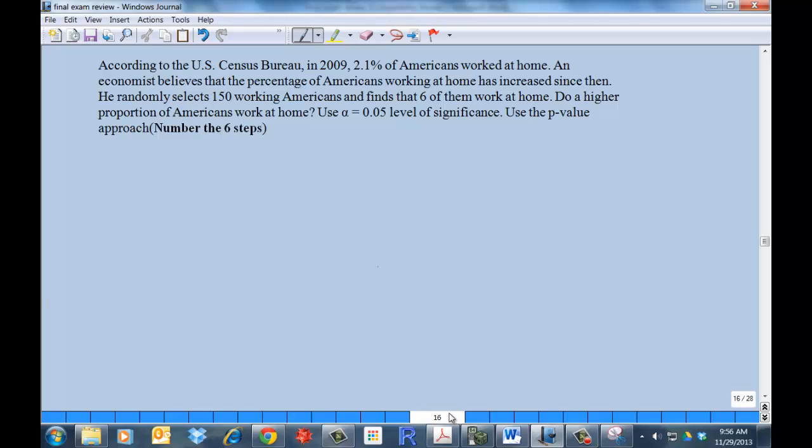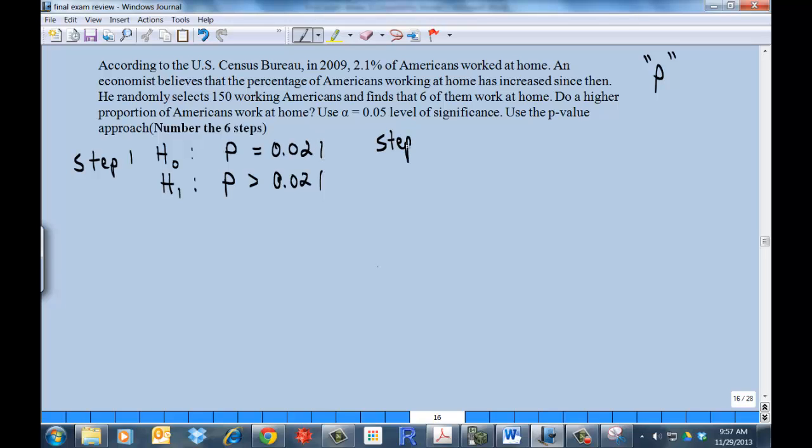Okay, so we're definitely doing hypothesis testing for the population proportion, P. Step 1, determine the null and alternative hypotheses. So P has increased since 2009, which was 0.021. And P is equal to 0.021. Okay. Step 2, state alpha.